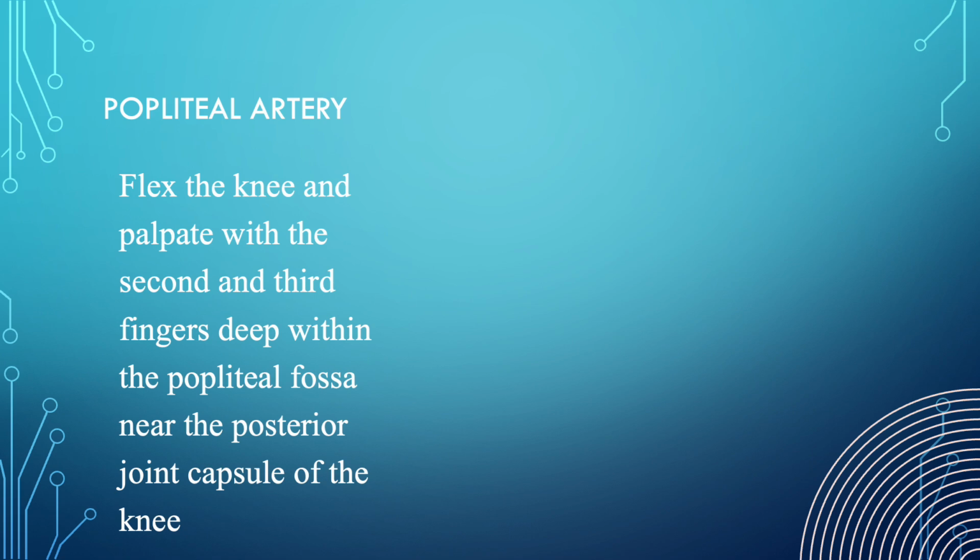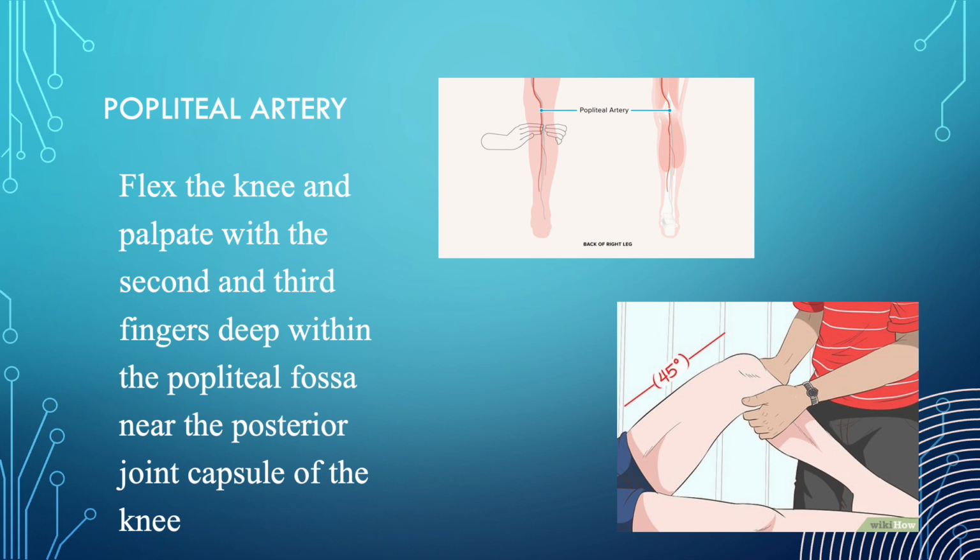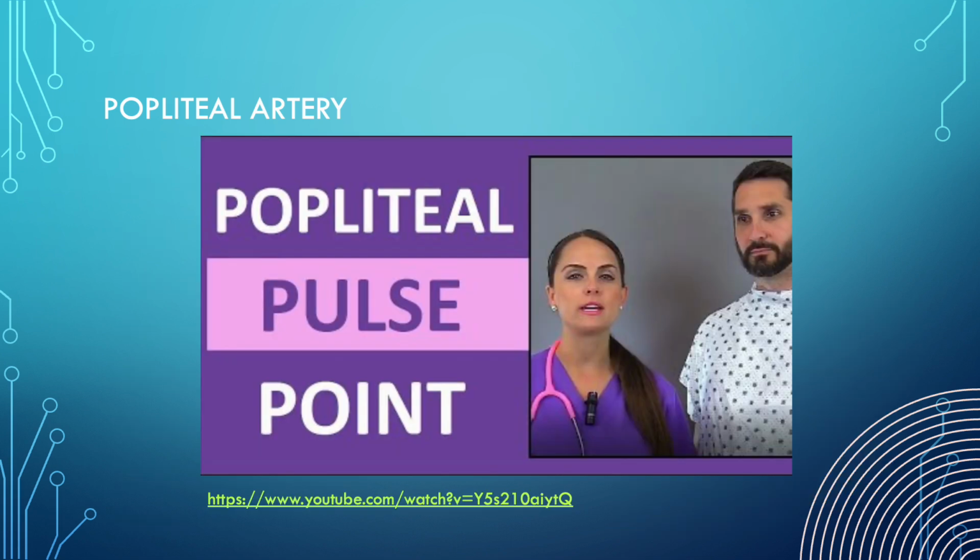The next lower extremity artery that we're going to talk about is the popliteal artery. This is found behind the knee in our popliteal fossa. So that's kind of that crease behind the knee. It's easiest found with the knee bent to about 45 degrees, and it's usually more easily palpated lower in that fossa or lower in that crease, as you can see the fingers in the top left animated picture. You're going to palpate that pulse the same way with your second and third fingers. Again, this one does lie a little bit deeper. Please watch the associated video or use the hyperlink.